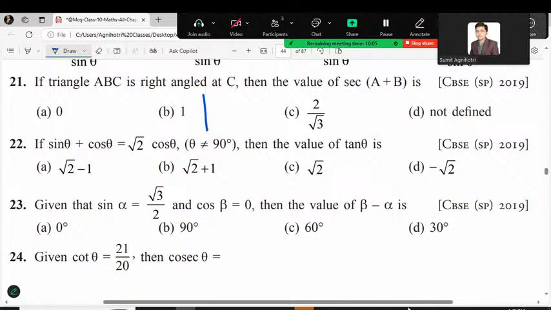Okay, it's easy. If right angle is there at C, then other two are also being complementary. Sec 90 is equivalent to 1 over cos 90, and 1 over cos 90 is 1 over 0, that is not defined.